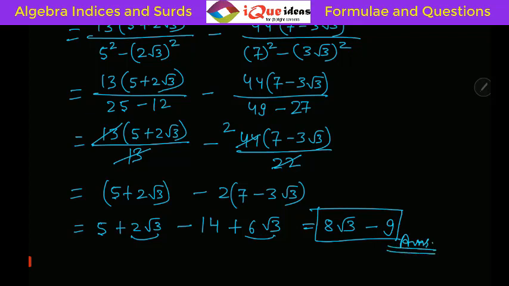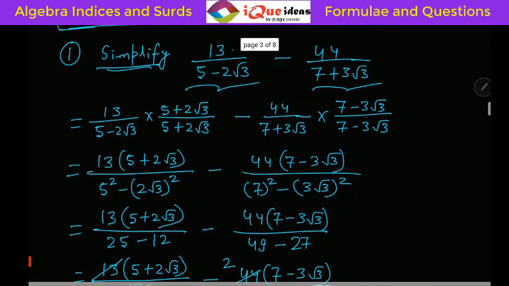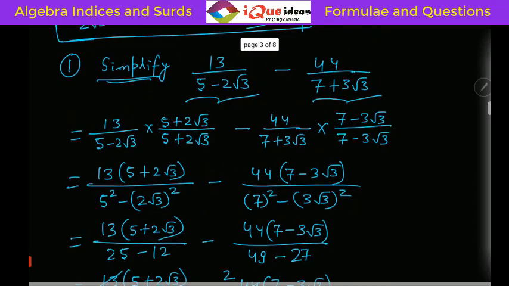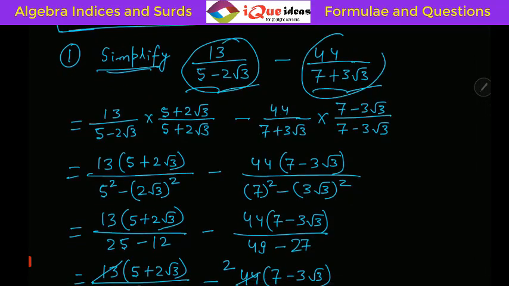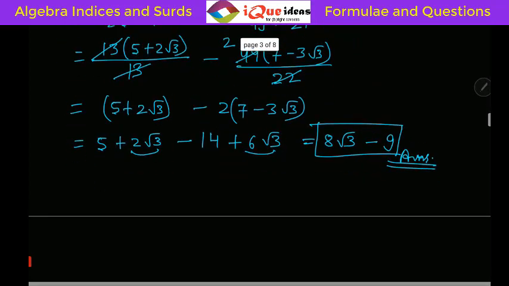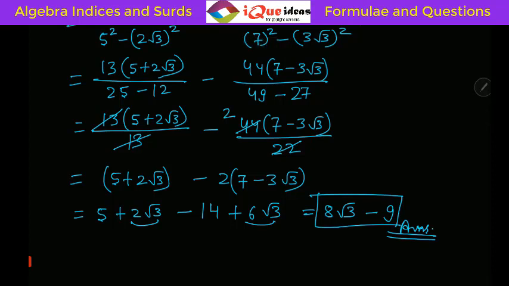Alright. But primarily what we need to understand is that whenever we have an irrational number in the denominator, we have to simply rationalize each part of that number. Okay, that's what we did, and we get the final answer as 8 root 3 minus 9. Okay, now let's go ahead to the next question.